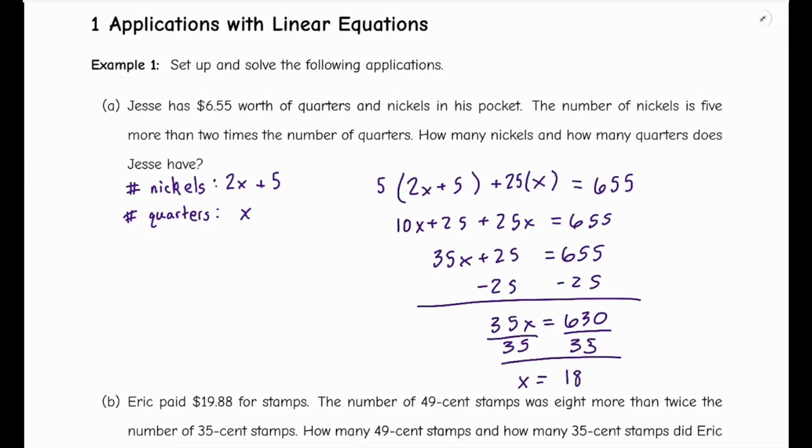So there are 18 nickels, or sorry, 18 quarters, because X represents the number of quarters. And now to figure out the number of nickels, we would go 2 times 18 plus 5, 36 plus 5, which is 41. So there are 41 nickels.